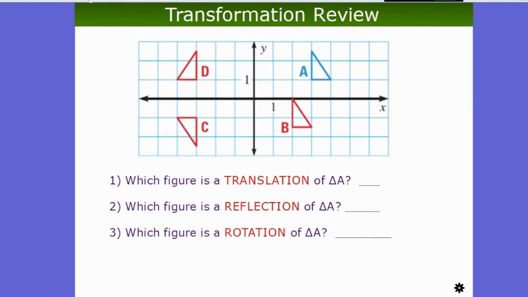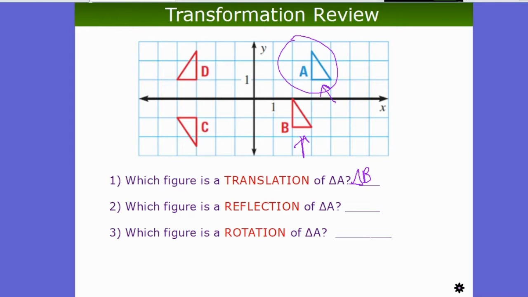Let's see if we can remember how we can tell what we've got. So I'm starting with a pre-image. That's the blue one here, figure A. Now, which one of these figures, B, C, and D, would be the translation? When you translate a figure, it will look exactly the same as its image. It's in a different spot. And if you look at all the different ones here, the only one that is exactly the same as our original is B. I should say triangle B, because it's in the same orientation. Everything is the same. It's just in a different spot.